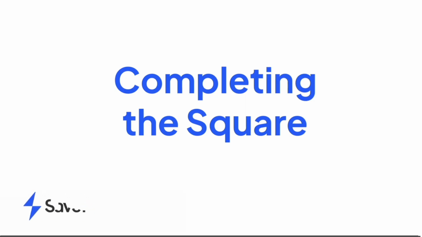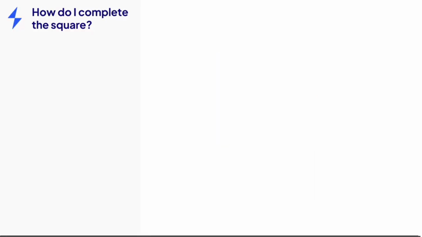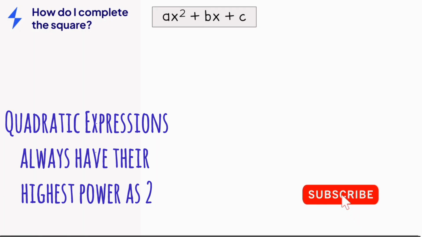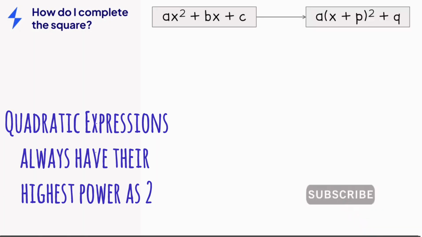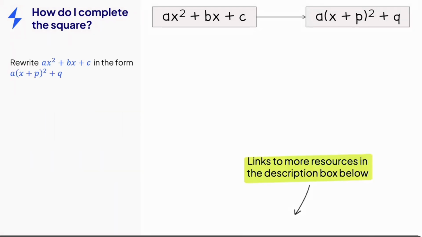In this video, we'll be looking at completing the square. Completing the square is the process where we rewrite a quadratic from its general form to a form where x only appears once. We'll start by looking at the steps for how to do this when a equals 1. Let's use an example to talk through the steps.